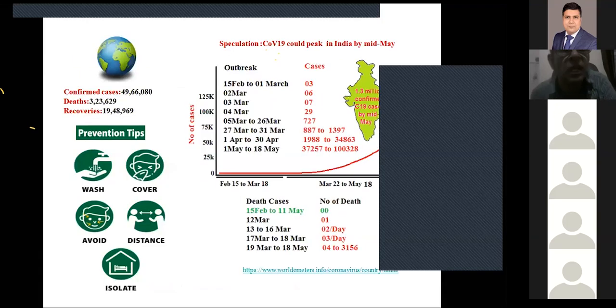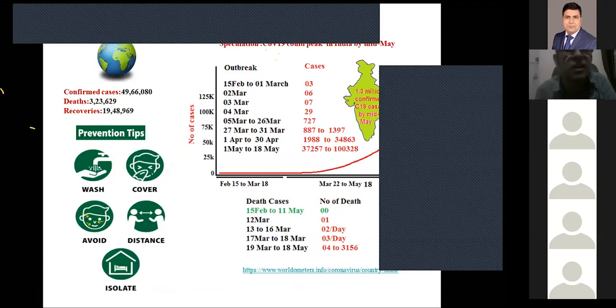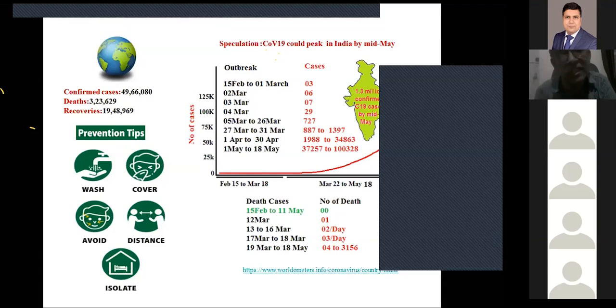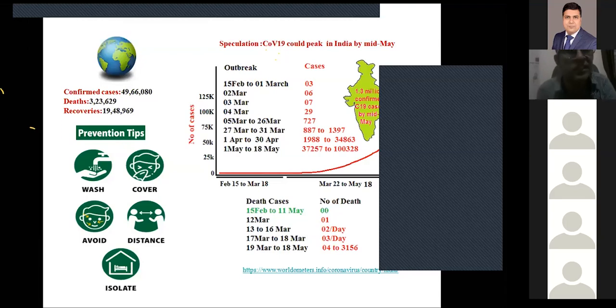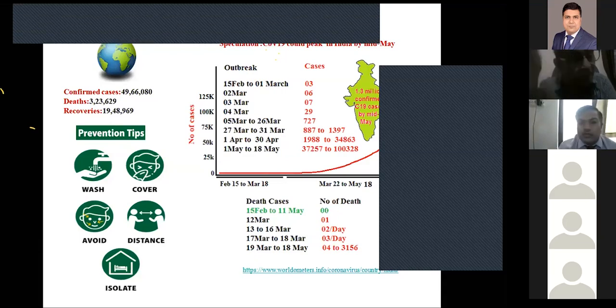So coronavirus globally confirmed cases were 49,66,080. This is the data that I collected late at night, around 2:30 a.m. After that, when I switched over to the internet, I found that within 1 hour this data was 49,69,000. I have not quoted it because I had already prepared my slide, and I didn't like to change it again.